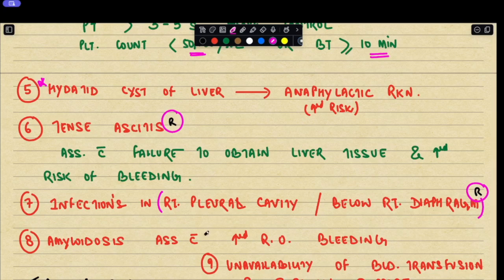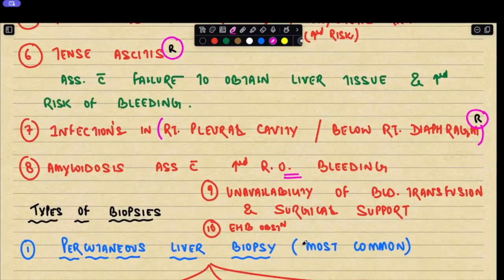Again, in conditions of amyloidosis, there is usually an increased risk of bleeding, so again it's a contraindication. Ninth, when there is unavailability of blood transfusion and surgical support. If the emergency support is not available, then it is better not to carry out the procedure. In conditions of extrahepatic biliary obstruction, where you have dilated bile ducts, there is a risk of puncturing them and leakage of bile leading to biliary peritonitis. So in extrahepatic biliary obstruction, it is an absolute contraindication for carrying out a liver biopsy.